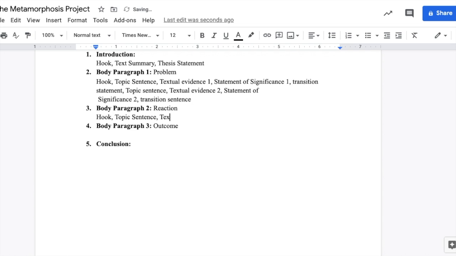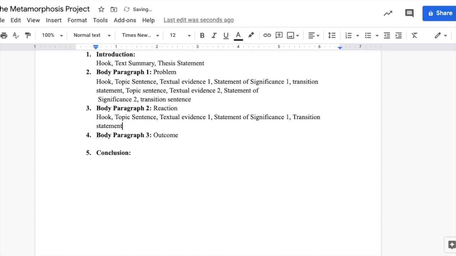But this is the reaction paragraph, so the reaction part of the thesis statement. So again, you have the hook, the topic sentence or main argument, and then textual evidence to support that main argument, and a statement of significance to illustrate the figurative meaning rather than the literal meaning of the textual evidence. Again, you include a nice transition statement so it all flows.